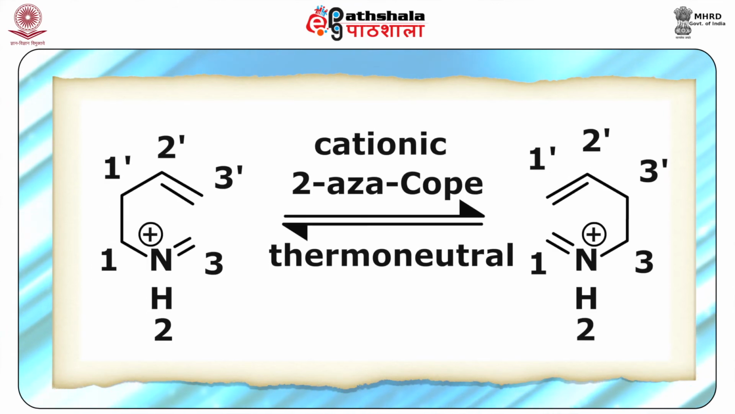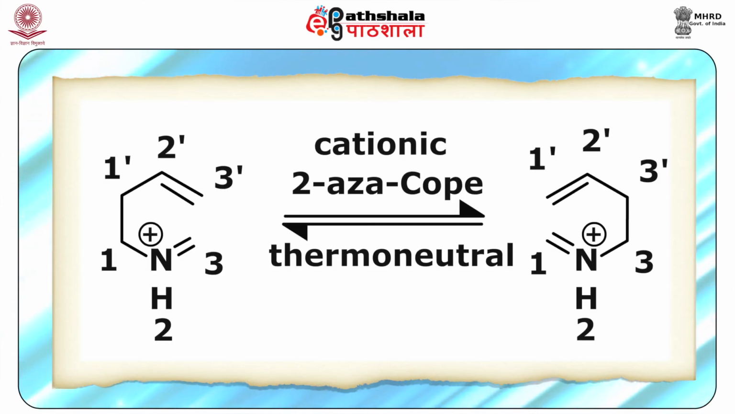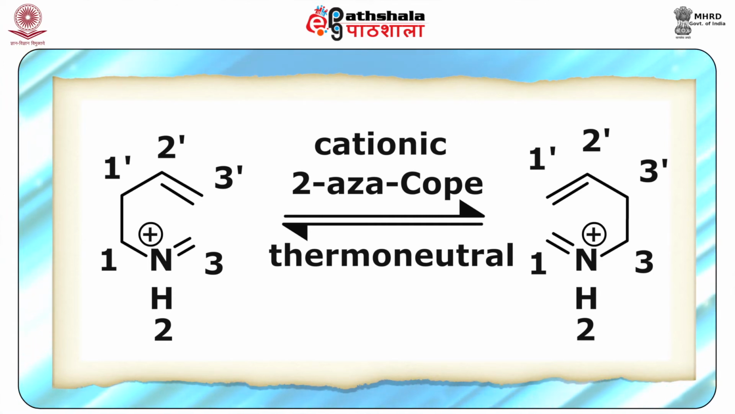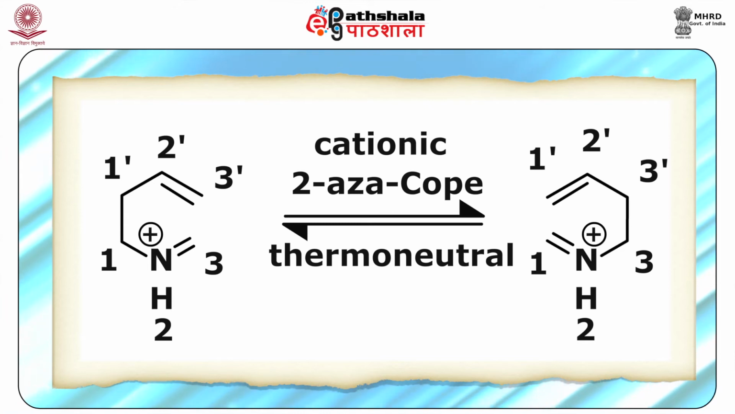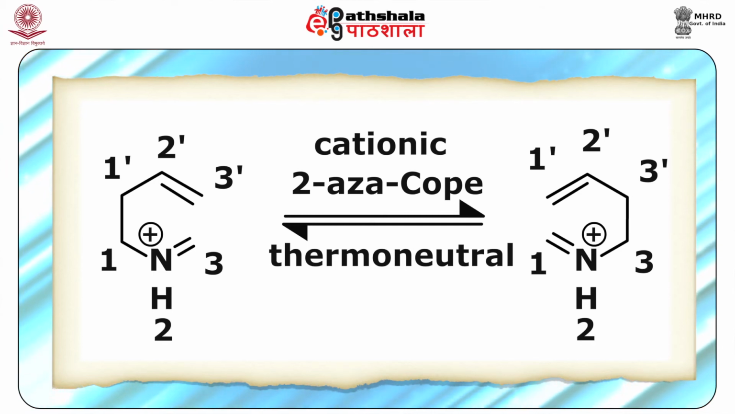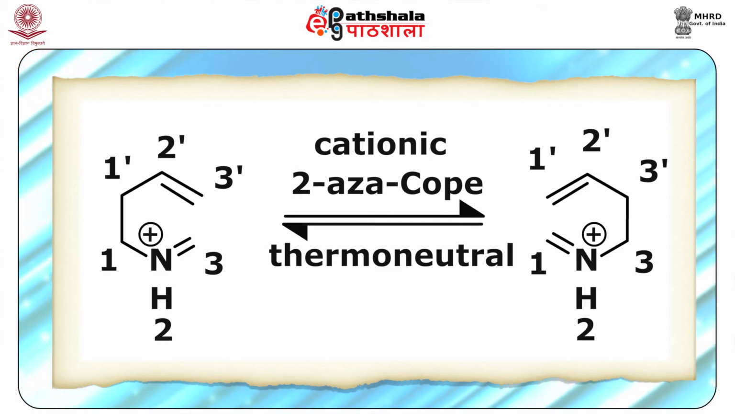Due to the presence of charged nitrogen atom and thermoneutrality, cationic 2-aza-Cope rearrangements take place at temperatures 100 to 200 degrees Celsius lower than the corresponding Cope rearrangement. This is due to the presence of the charged heteroatom in the molecule, which drops the activation barrier for the reaction.